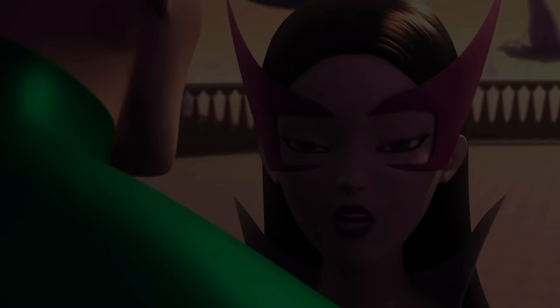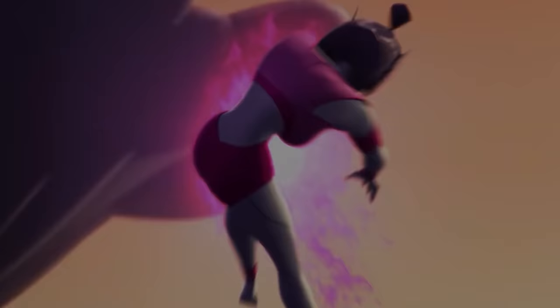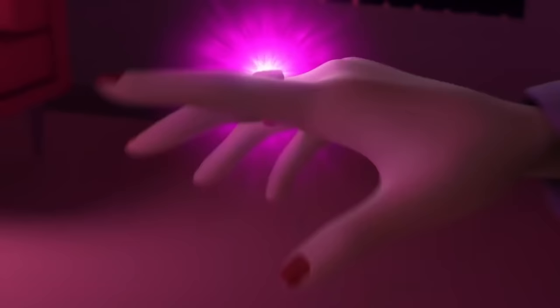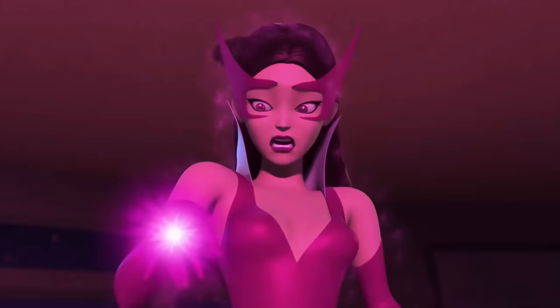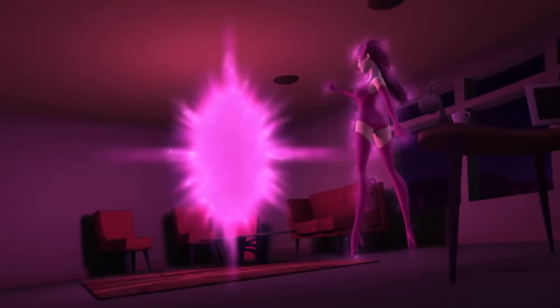I see I've interrupted something. No, Carol, I... Star Sapphire Ring, Love. Love conquers all. See, it's right here in the Star Sapphire Oath of Service. For hearts long lost and full of fright, for those alone in blackest night, accept our ring and join our fight. Love conquers all with violet light. Carol, think!